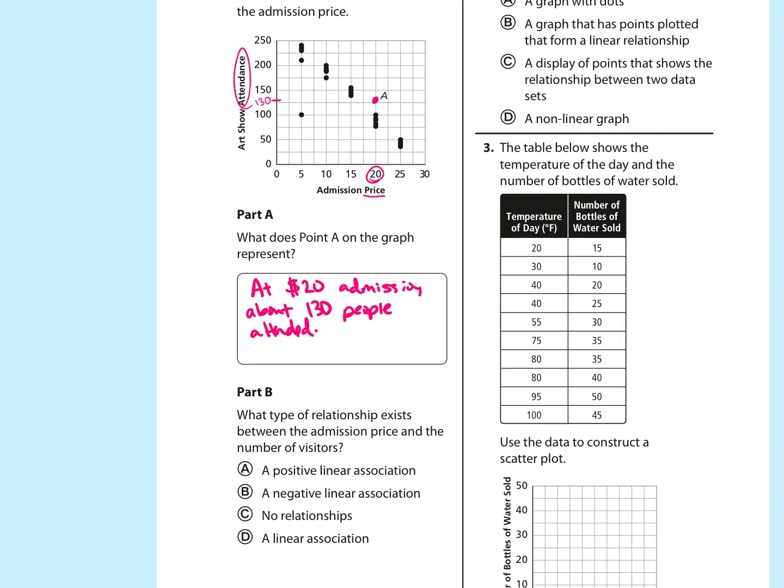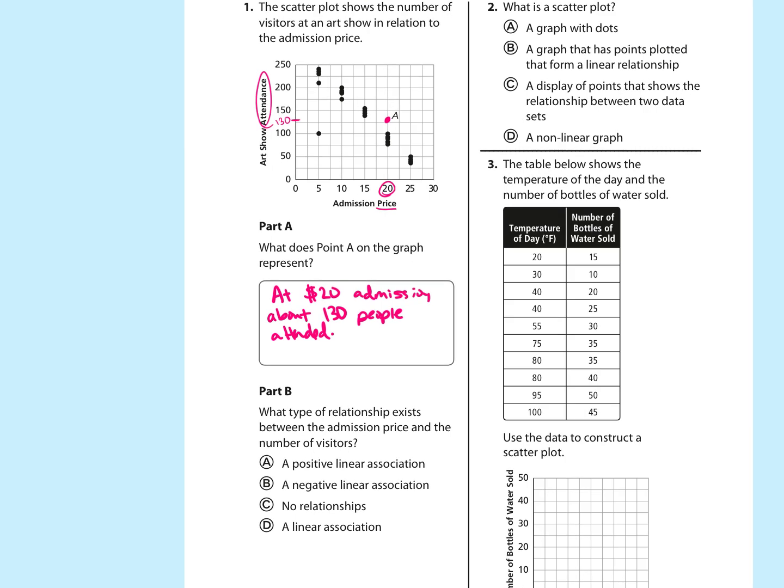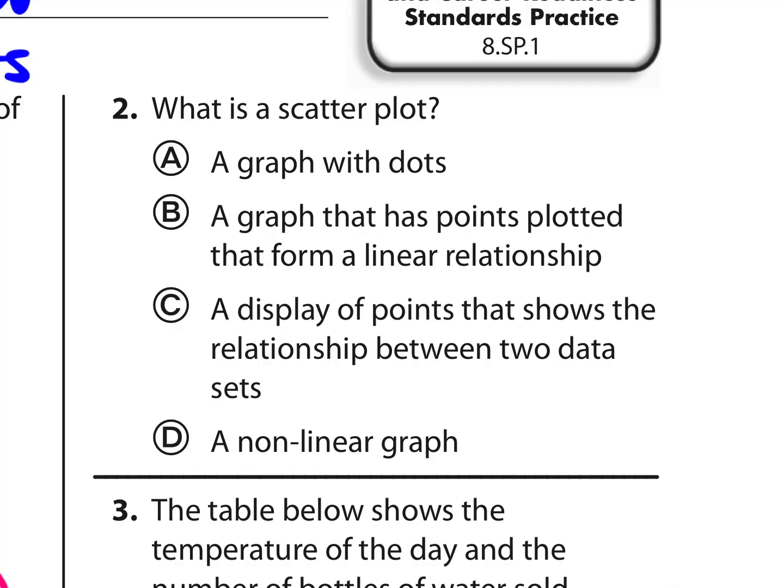Part B on the same problem says what type of relationship exists between the admission price and the number of visitors? Well, we can see as the admission price increases, the number of visitors decrease. So that would be a negative association, and it does seem to follow close to a straight line path. We could see that if we were to draw a trend line, it would kind of go through about like that.